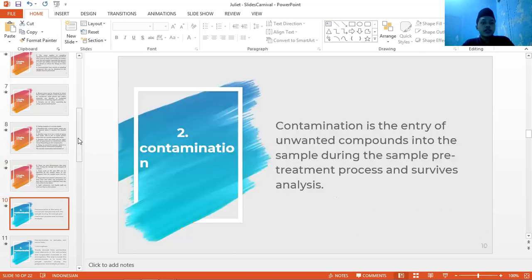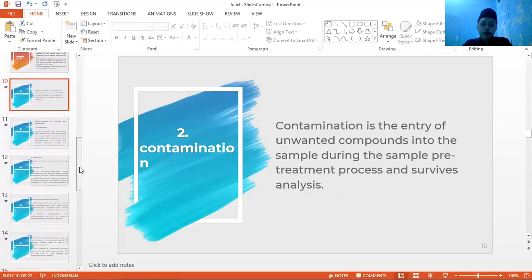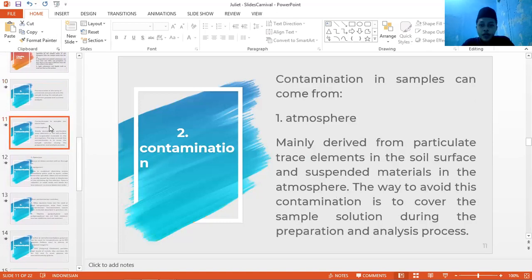The second title is contamination. Contamination is the entry of unwanted compounds into the sample during the sample pre-treatment process and analysis. Contamination examples can come from: 1. The atmosphere, mainly derived from particulate trace elements in the soil surface and suspended material in the atmosphere. The way to avoid this contamination is during the preparation process.